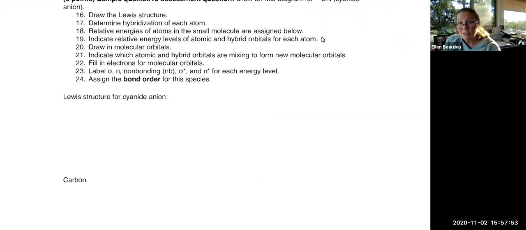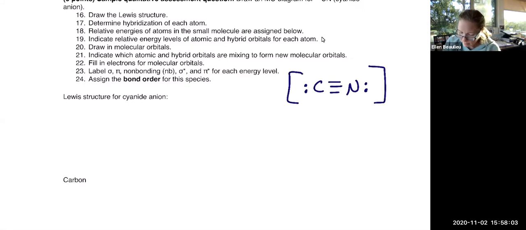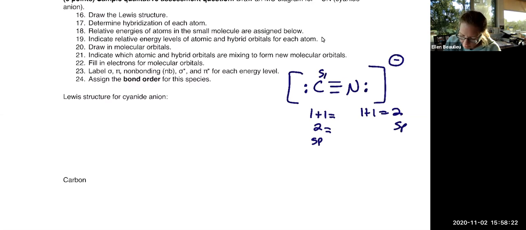Okay, last one, maybe trickiest one. Doing the same process, but for cyanide as the anion. So here's my Lewis structure for cyanide. Carbon has 1 atom attached plus 1 lone pair, which gives it a steric number of 2. So sp hybridization. Nitrogen has 1 atom attached and 1 lone pair, so a steric number of 2. So also sp hybridization.